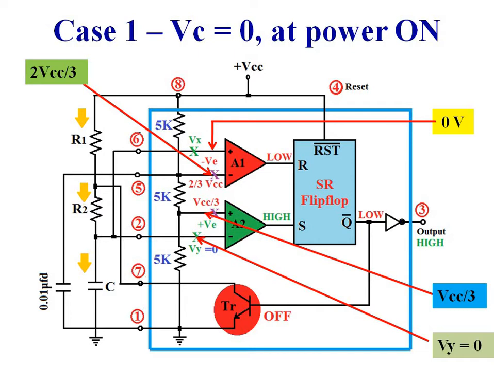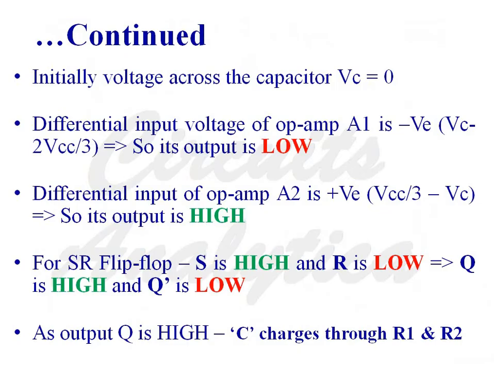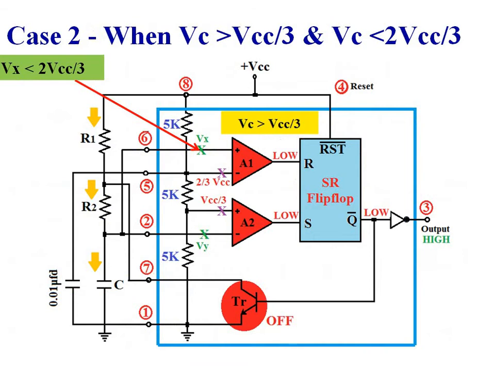As Q bar is low, transistor TR's base emitter junction is not in the forward biased condition. Transistor TR is in the off condition. Capacitor starts to charge through resistance R1 and R2. Whenever capacitor voltage exceeds VCC by 3.